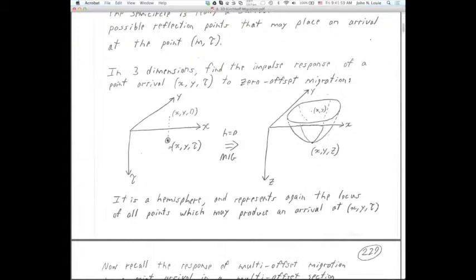Our point arrival, with everything else zero, our impulse is at some x, maybe that's easting, y, maybe that's northing, and tau, again, zero offset time. And that's at h equals zero. We migrate that. That turns into a hemisphere, with the center of the sphere at the surface point x, y, and the lowest point of the sphere at x, y, and some z that gets transformed from tau, but the same x and y. How is the amplitude distributed on that?